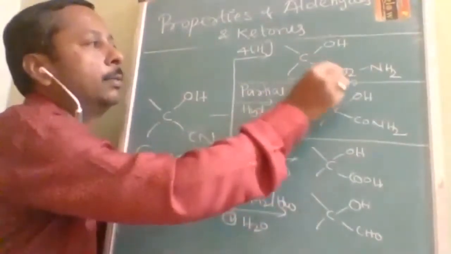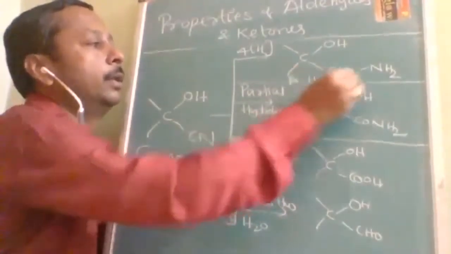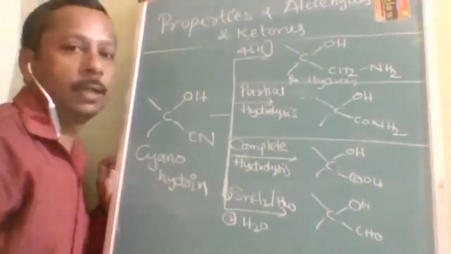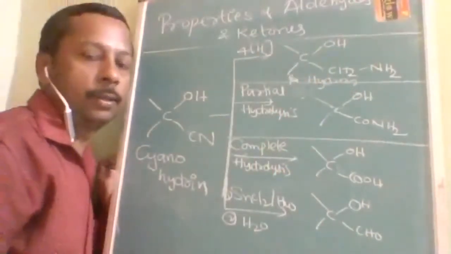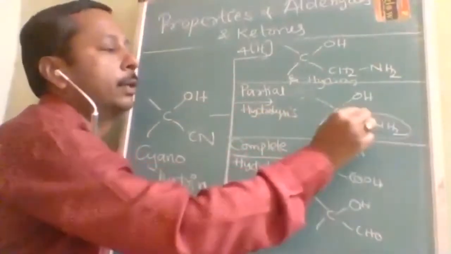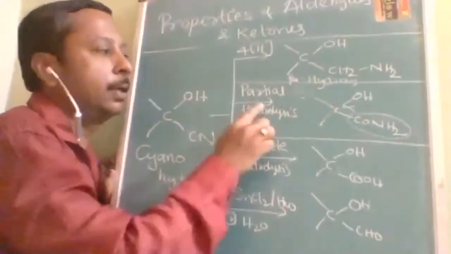Sorry, it is beta. So this is beta hydroxy amine, alpha beta. This is the carbon on which the functional group is attached. So then coming to here, this is the functional carbon atom. This is alpha hydroxy amide, partial hydrolysis.